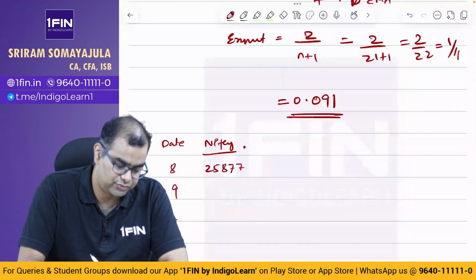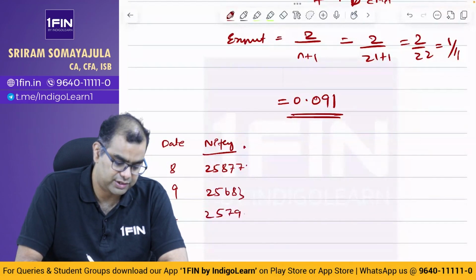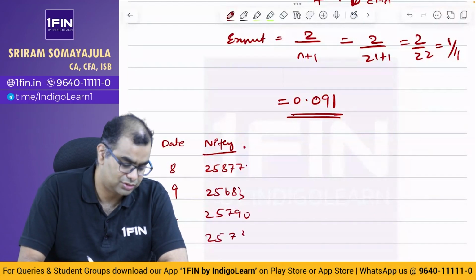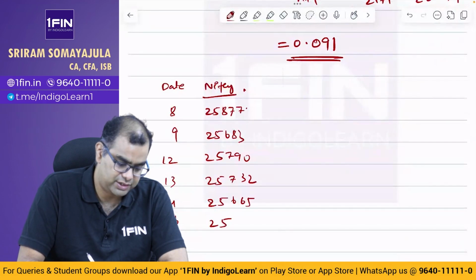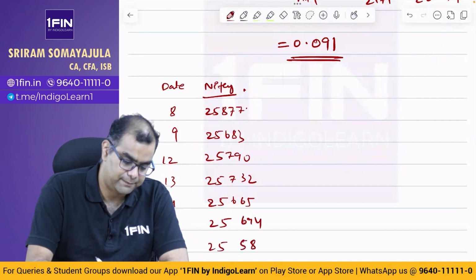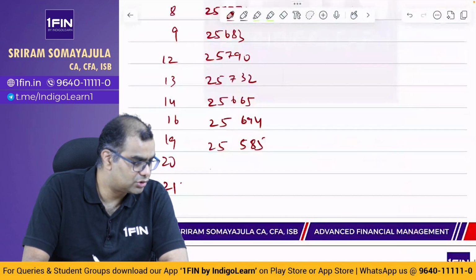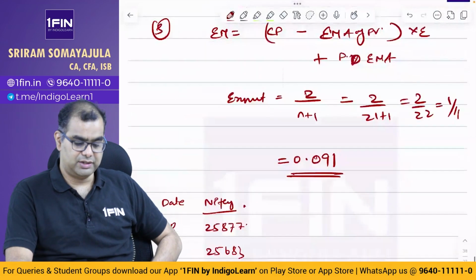Then you have 25,683, 25,790, 25,732, 25,665, 25,694, 25,585, 25,232, 25,158. This is the Nifty value.